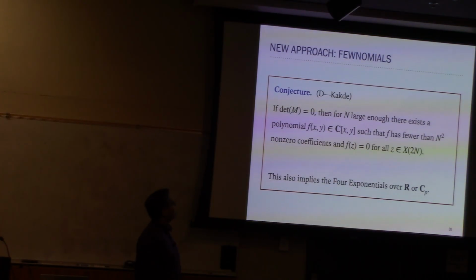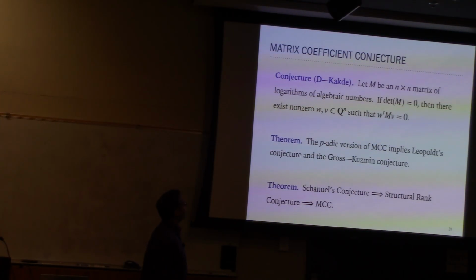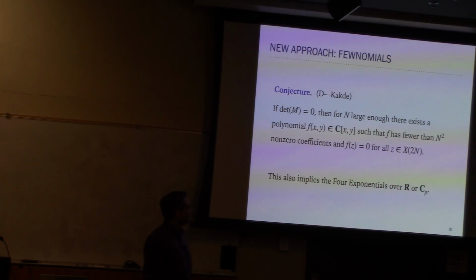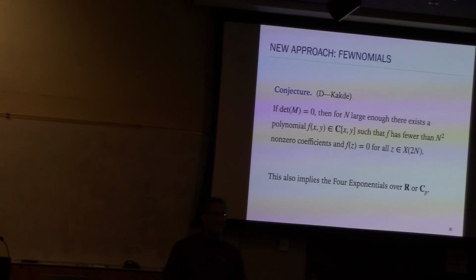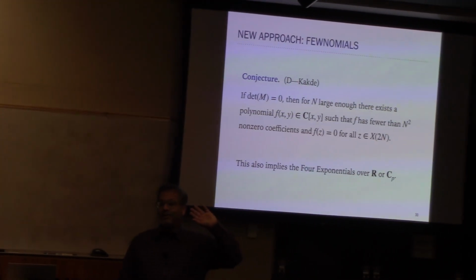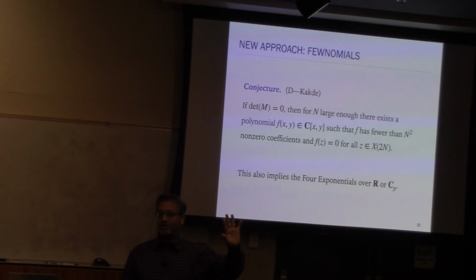Now let's talk about going beyond the 2 by 2 case. It's not true that for n by n matrices, if you have an n by n matrix of logarithms of algebraic numbers and the determinant vanishes, we expect the rows or columns to be linearly dependent over Q.